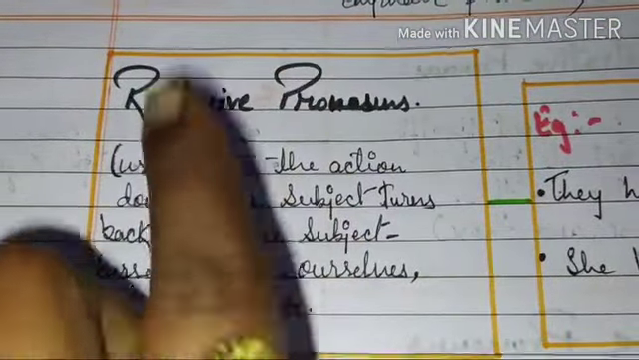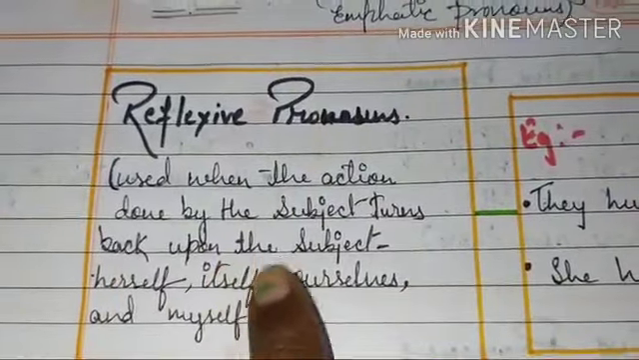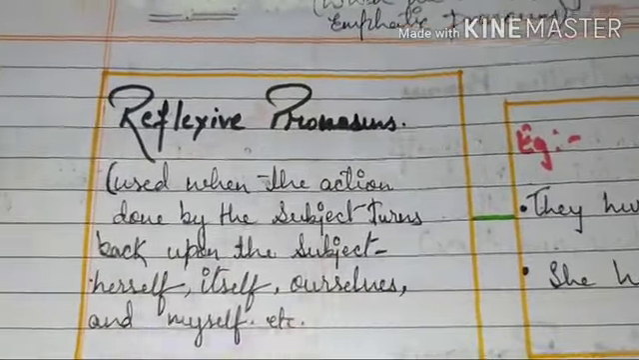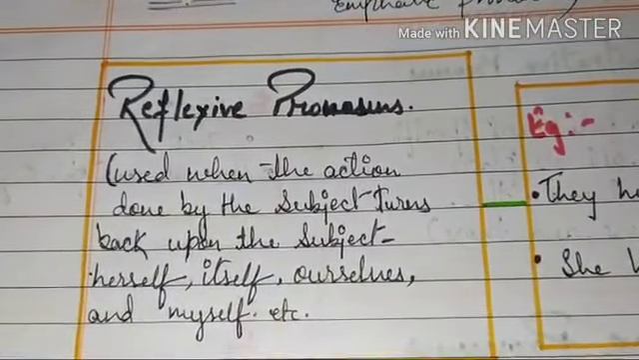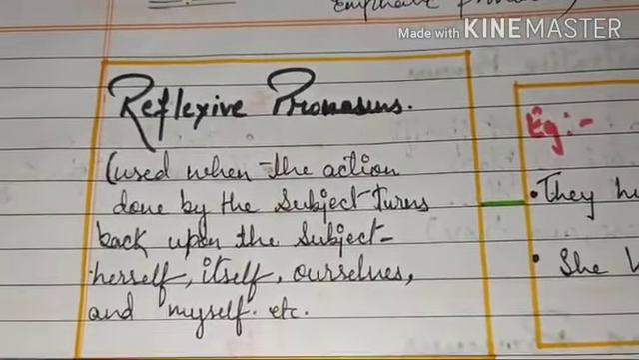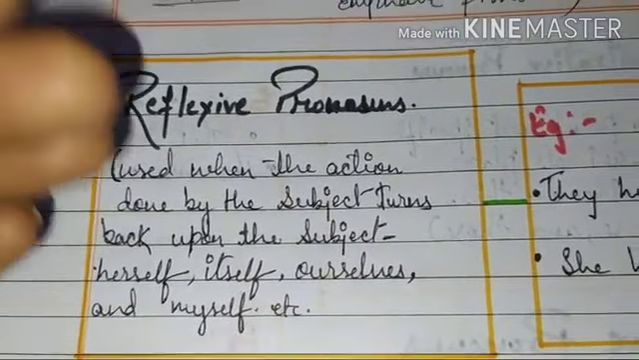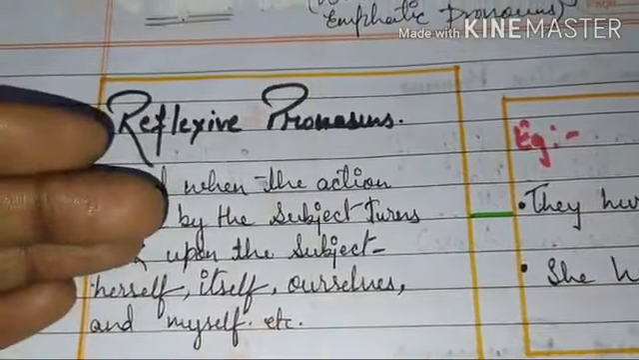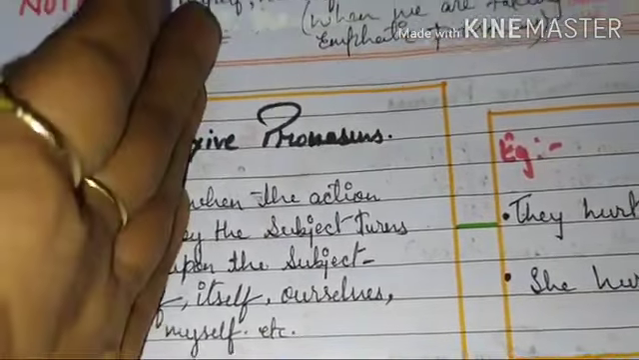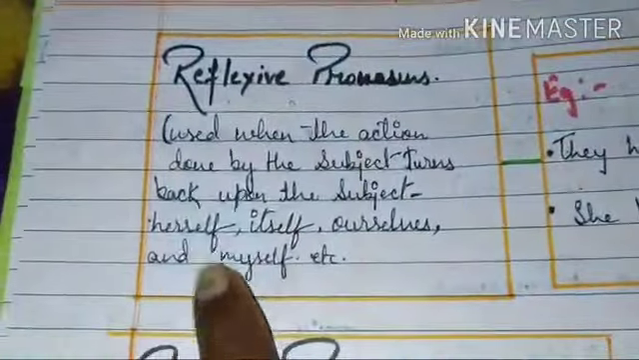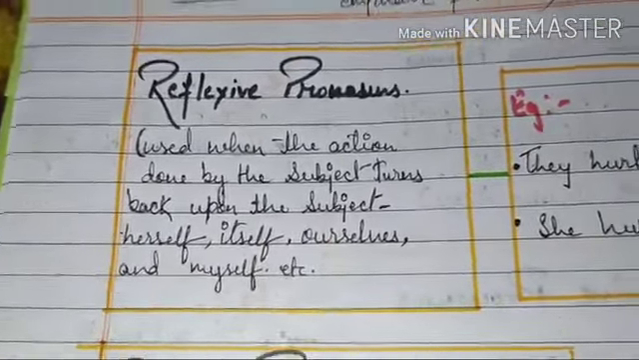Reflexive pronouns are used when the action done by the subject turns back upon the subject. Reflexive pronoun वो है जो हमारा रिफ्लेक्शन होता है. जैसे हम मिरर में खड़े हैं और हम खुद को ही देखते हैं, उसी तरीके से यहाँ पे जो सब्जेक्ट है, the action turns back upon the subject itself, like herself, itself, ourselves and myself.